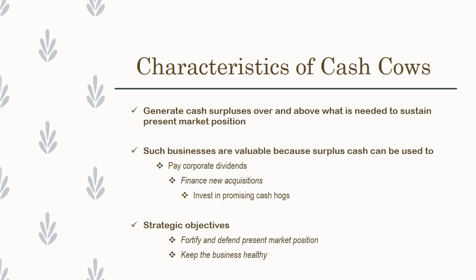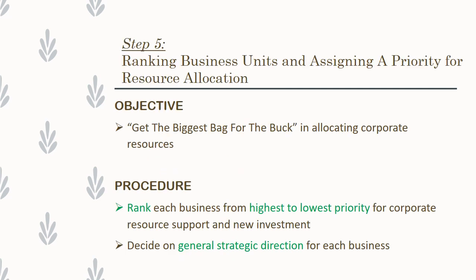While the characteristic of a cash cow is that it generates cash surplus over and above what is needed to sustain its present market position. Such businesses are valuable because surplus cash can be used to pay corporate dividends, finance new acquisitions, and invest in promising cash hogs. And the strategic objective: fortify and defend the present market position and keep the business healthy.